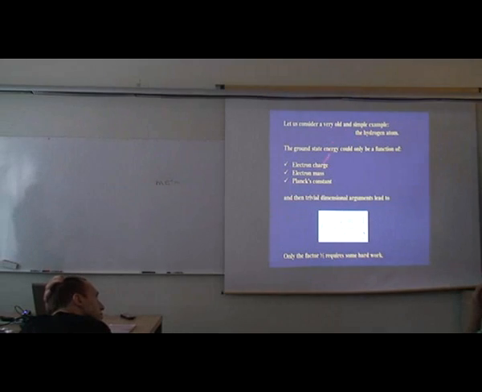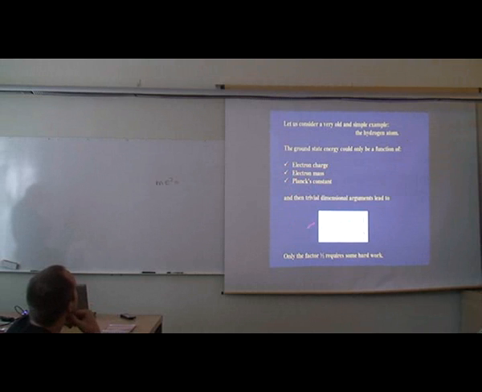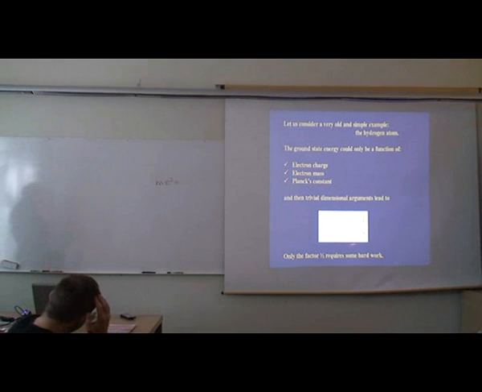Now, in order to understand why this is a beautiful problem, I'll go back to essentially a 100-year-old problem: the hydrogen atom. If you want to calculate the ground state energy of the hydrogen atom, you have to express it in terms of three constants. There is nothing else available: electron charge, electron mass, and Planck's constant. And if you want to make out of these a quantity with dimension of energy, this is the only one.